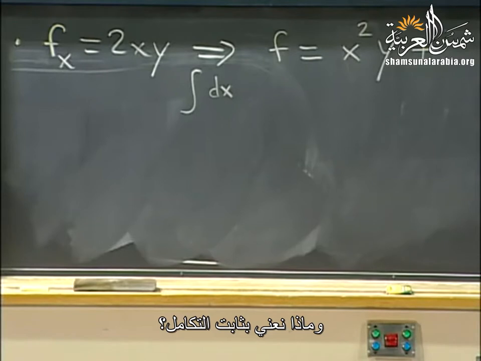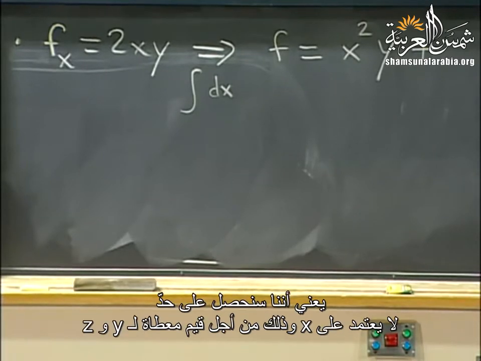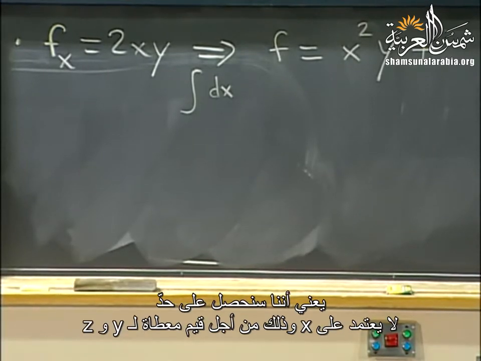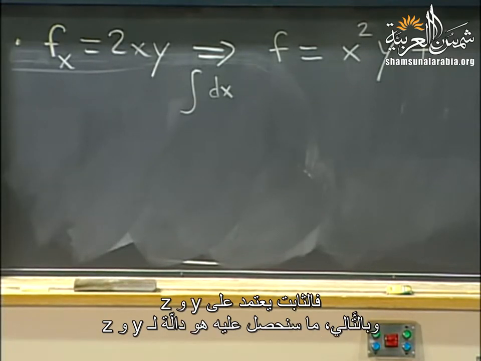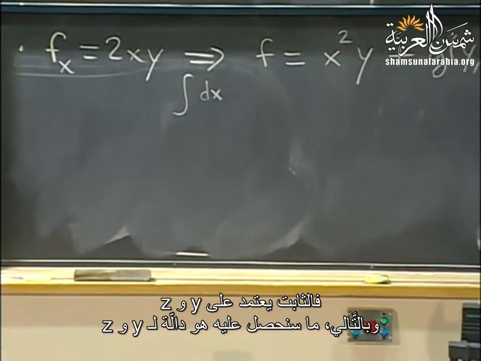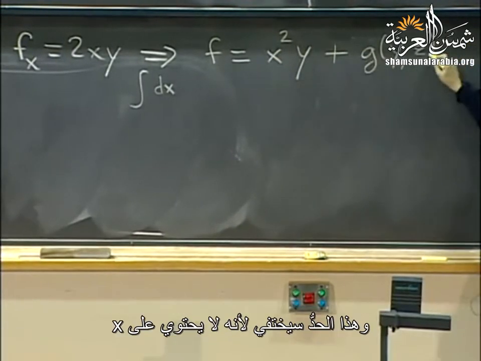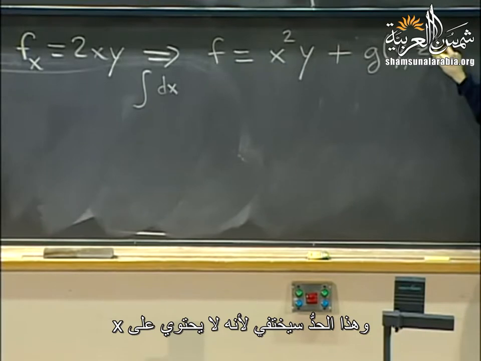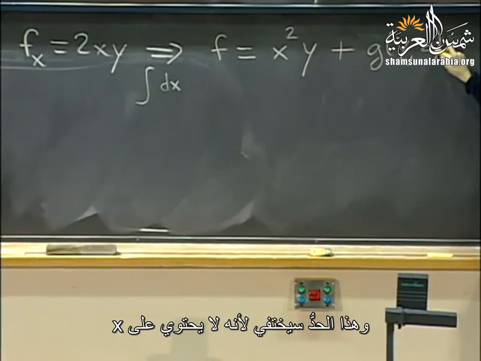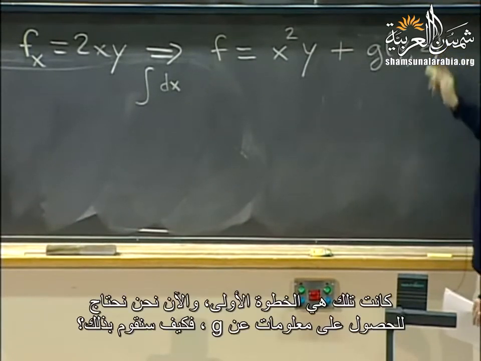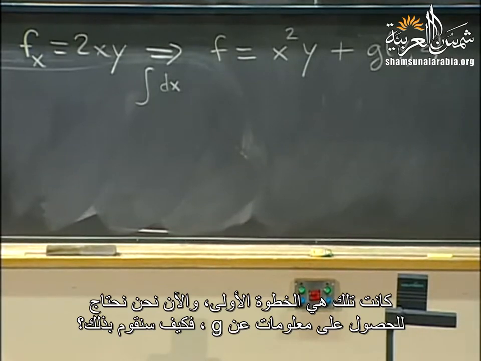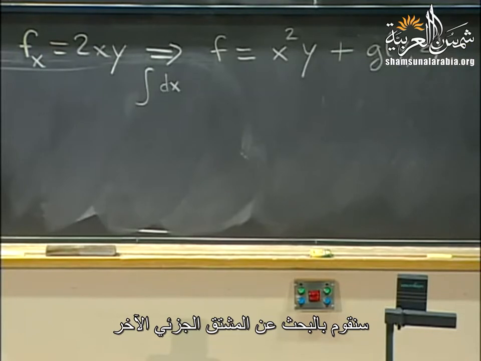Now, what do we mean by an integration constant? Well, it means that for given values of y and z, we'll get a term that does not depend on x. It still depends on y and z. So in fact, what we get is a function g of y and z. See, if you took the derivative of this with respect to x, you'll get 2xy, and this guy will go away because there's no x in it. Okay? So that's the first step. Now we need to get some information on g. How do we do that? Well, we look at the other partials.